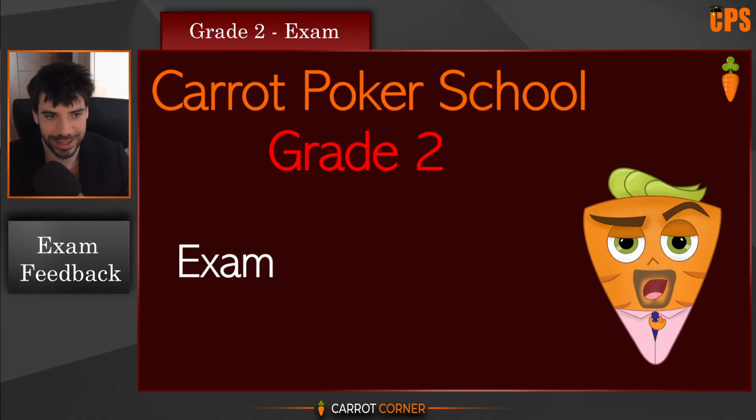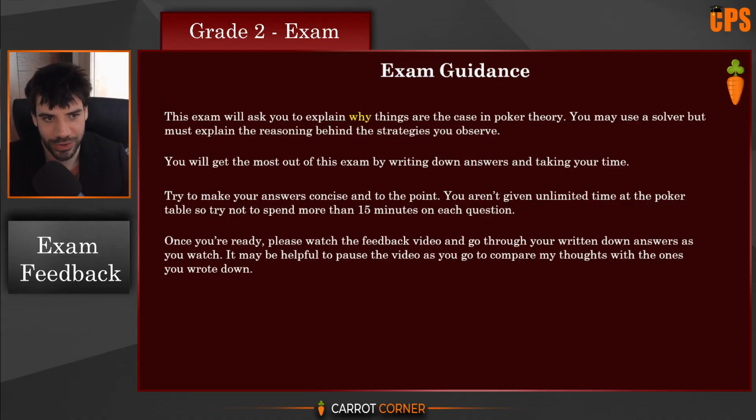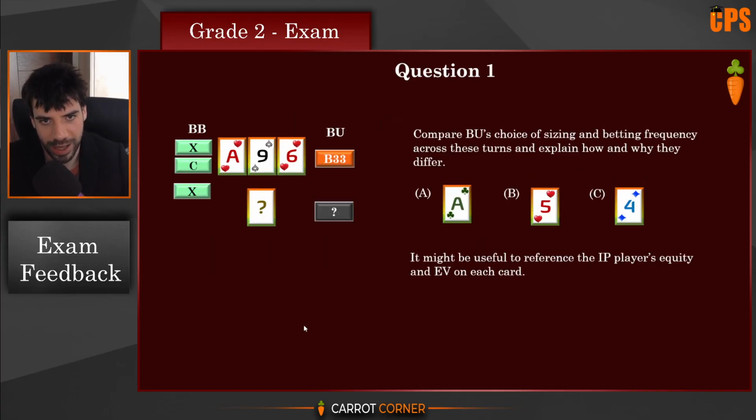I hope you've had a chance to have an attempt at these exercises. Let's get into what I think about the answers. As we said, this exam is going to ask you why things are the case, so there are no prizes here for copying solver outputs or for looking up answers in solvers. The idea is that we figure out why the strategies that are being recommended are being recommended. Please do make sure you've had an attempt at this before we get going, and without any further ado, let's get started on question 1.